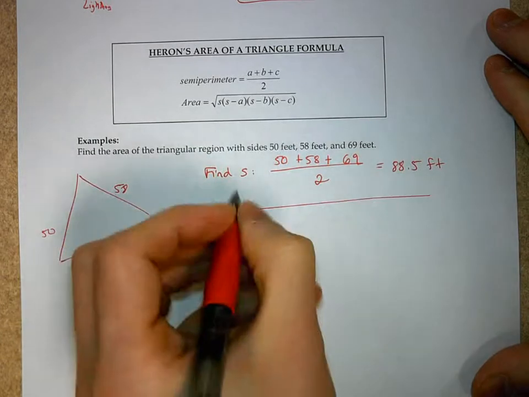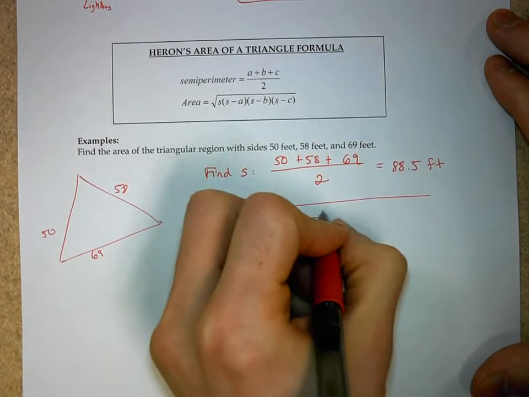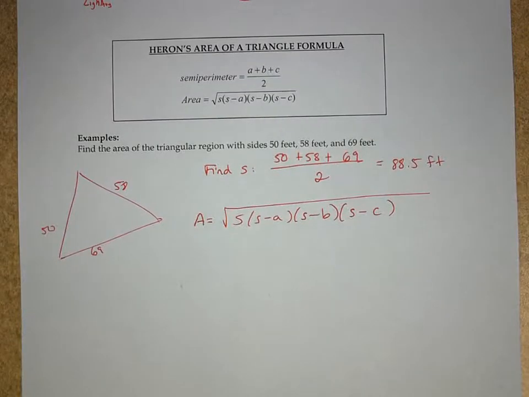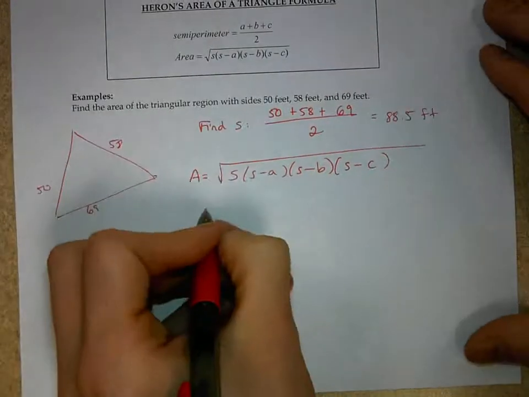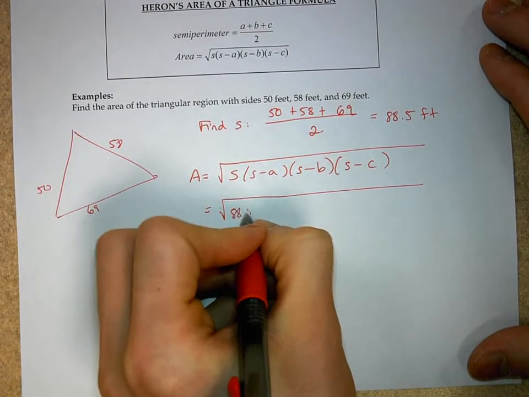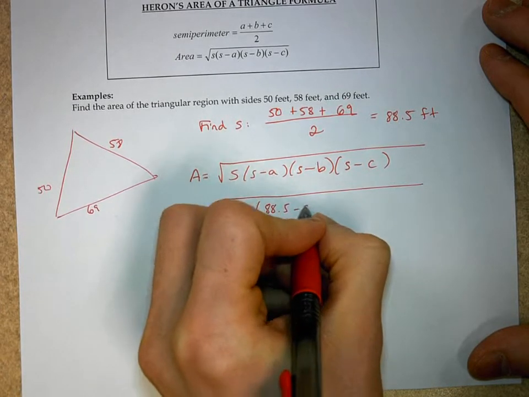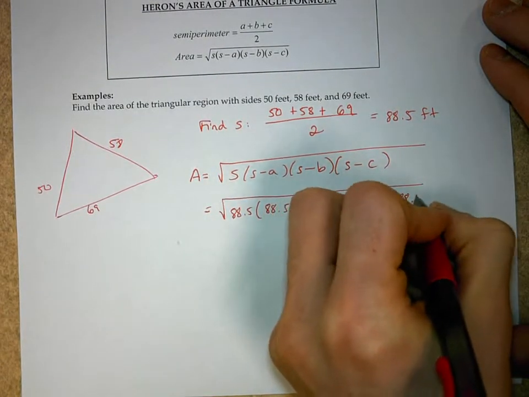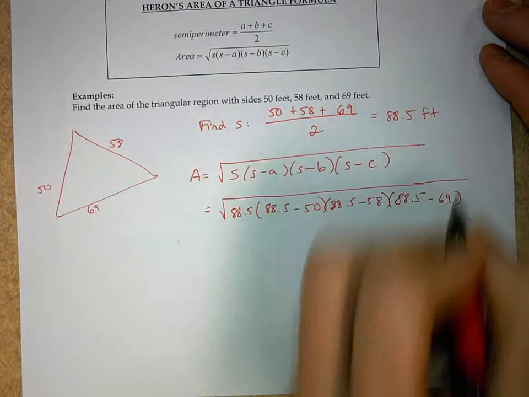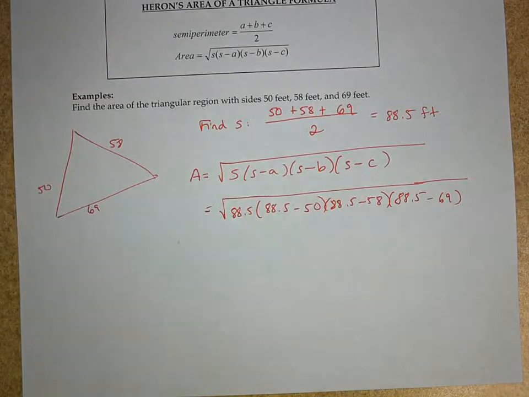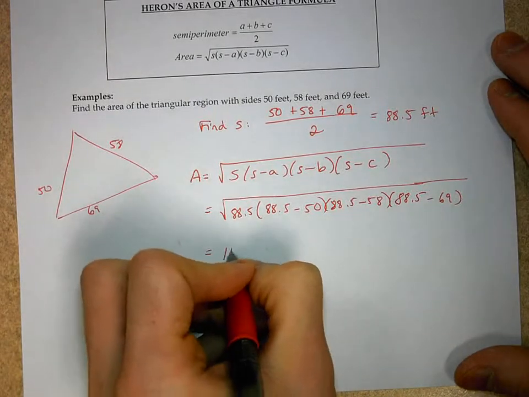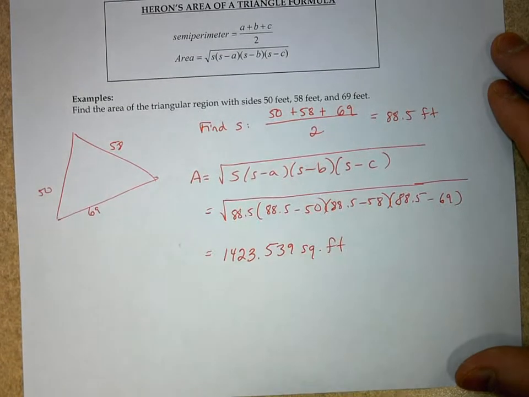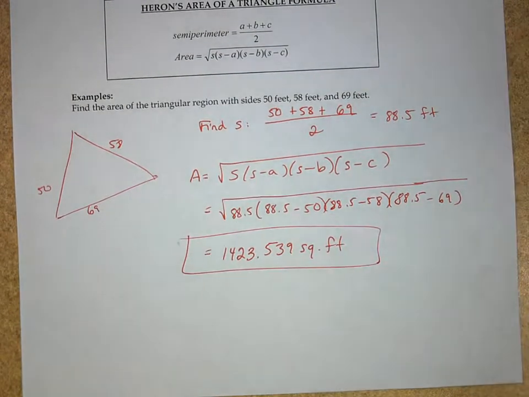Now I can find the area by using Heron's area formula. Semi-perimeter times the semi-perimeter minus A times the semi-perimeter minus B times the semi-perimeter minus C. So 88.5, 88.5 minus 50, 88.5 minus 58, and 88.5 minus 69. There's my semi-perimeter. Plug that all into my calculator, and I get 1,423.539 square feet for my area.